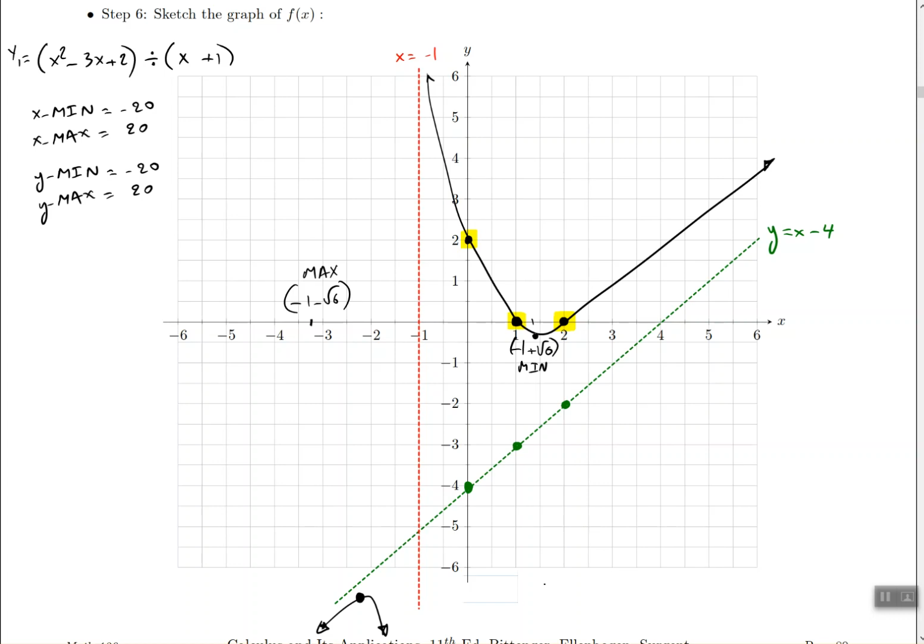I found that these dimensions give a pretty nice graph, and if you really want to see the slanted asymptote, you can go into y2 and put in the equation x minus 4, and that will show you the asymptote and how the function and the asymptote are getting closer to one another.